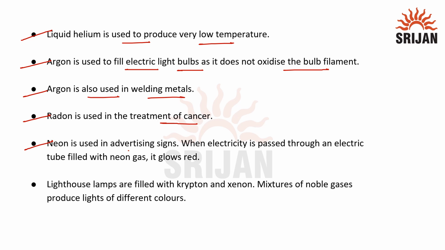Neon is used in advertising signs. When electricity is passed through an electric tube filled with neon gas, it glows red. Lighthouse lamps are filled with krypton and xenon. A mixture of noble gases produces lights of different colors.